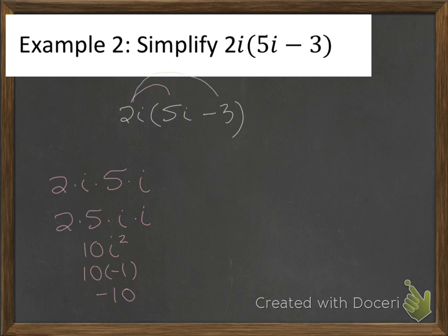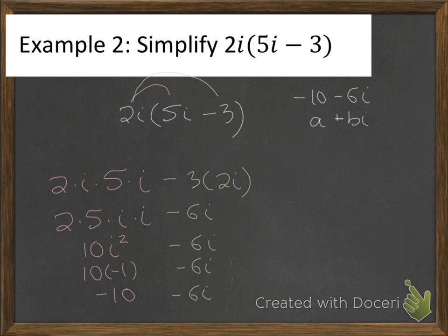So we still have to do minus 3 times 2i, or 2i times negative 3. So that's going to be 3 times 2 times i, which is 6i. So we can just bring that all the way down. And so it looks like our final answer is negative 10 minus 6i. So again, this is in the form a plus bi. In this case, a is negative 10 and b is negative 6.